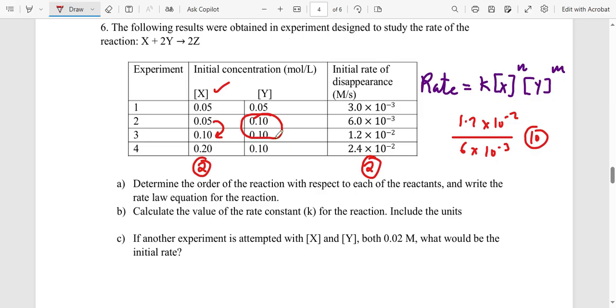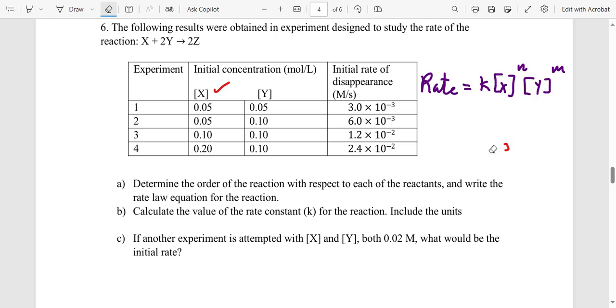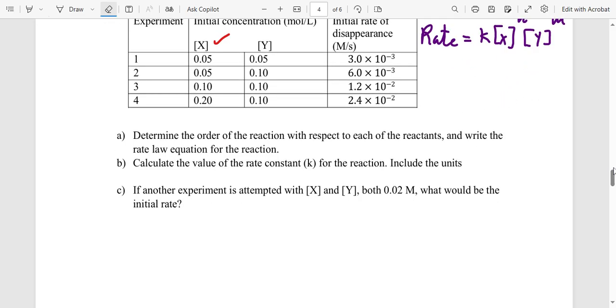But for the sake of calculation, we are supposed to show the calculation here. So let's just show the calculation. We're going to get equation 2 and equation 3. We'll be substituting in here.